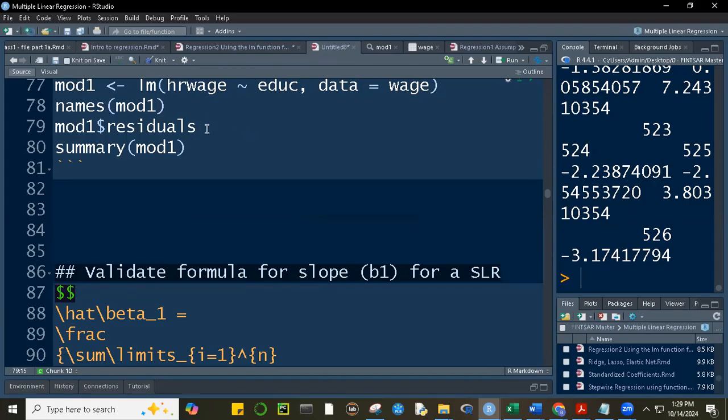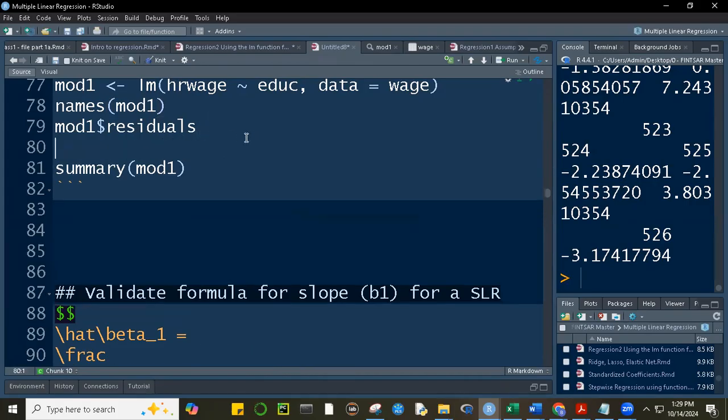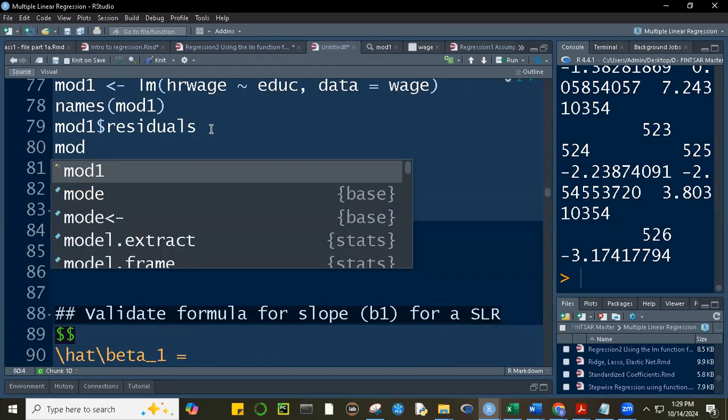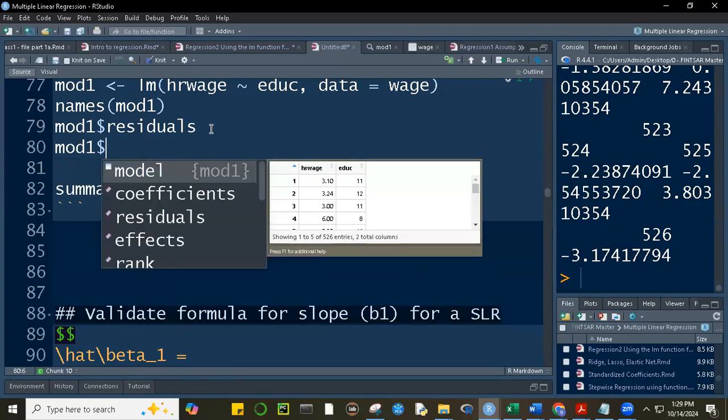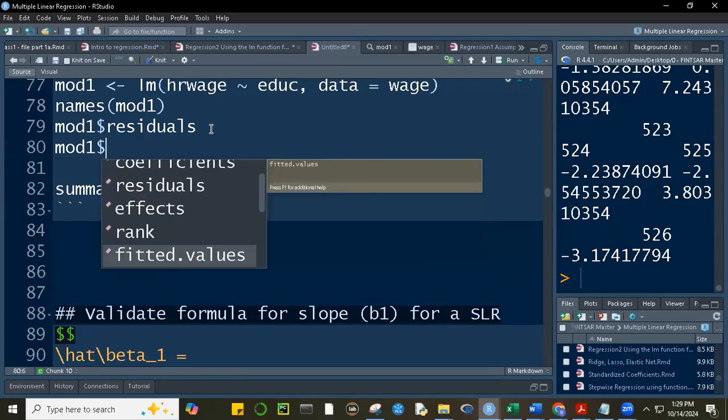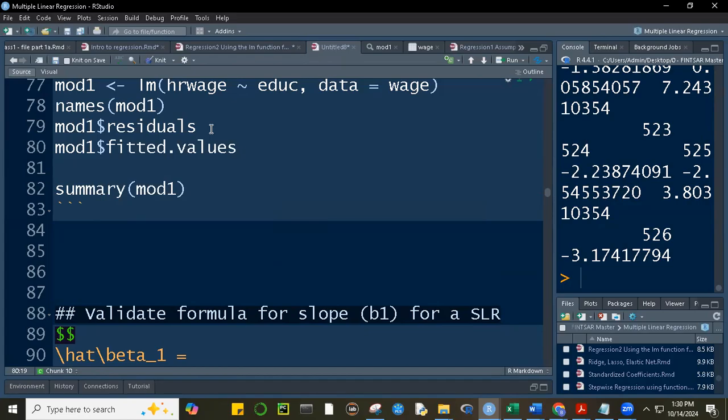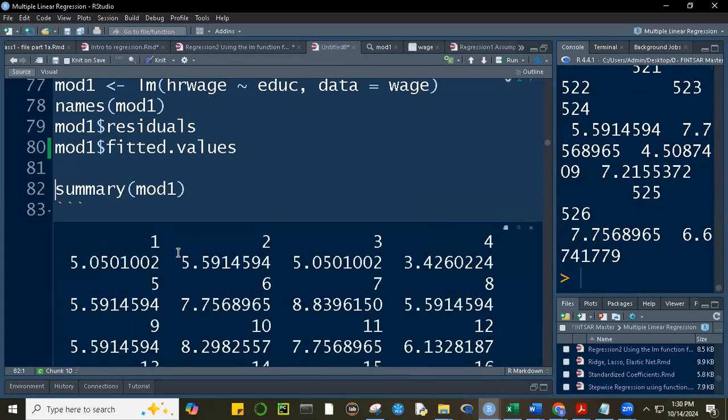Okay, so here we were able to show that we can print yung mga residuals. You can also print mod 1 dollar fitted values. Mod 1 dollar here, class, you don't have to type it, fitted values. Control enter. Yan yung mga fitted values, class. Okay?